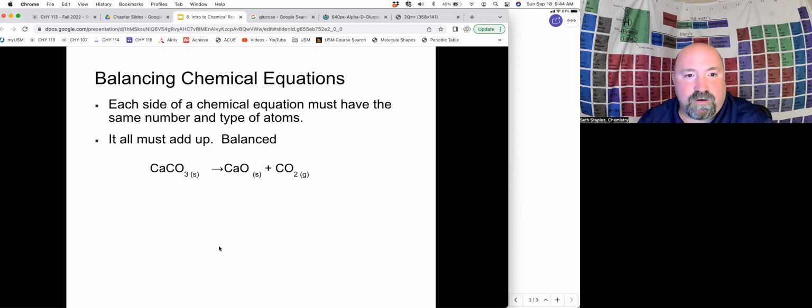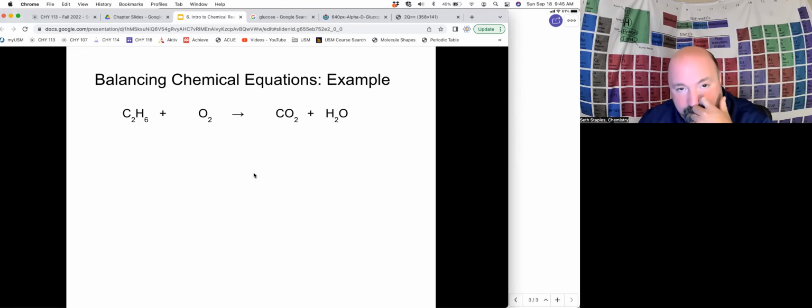Let's take a look. Here we have an example. So CaCO3 decomposing into CaO and CO2. One calcium on each side, one carbon on each side, and 3 oxygens. So this one's balanced as it's written. We don't have to do anything with it. It's already balanced. But now we have here the combustion of ethane. C2H6 plus O2 gives us CO2 and H2O. So we can go through and do our counts, and we can see that our carbons aren't balanced, our hydrogens aren't balanced, our oxygens aren't balanced, everything's out of whack here.